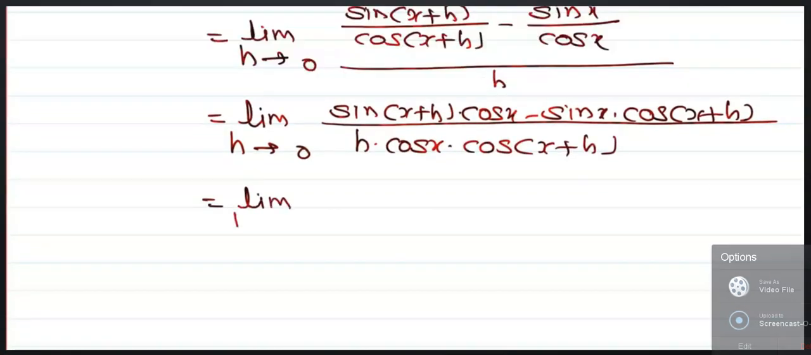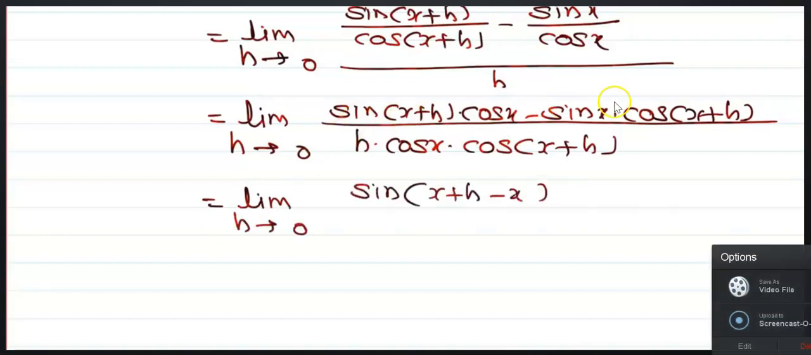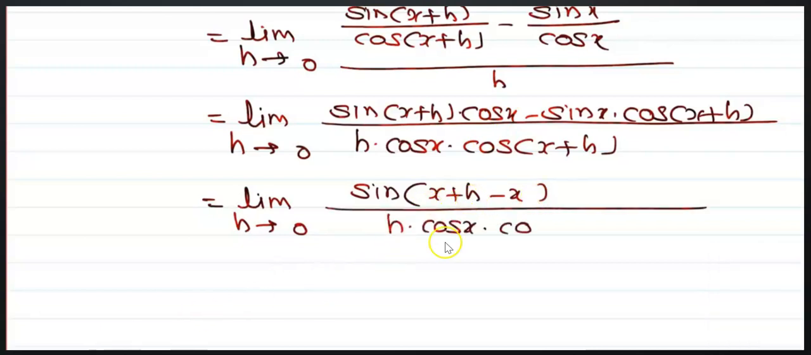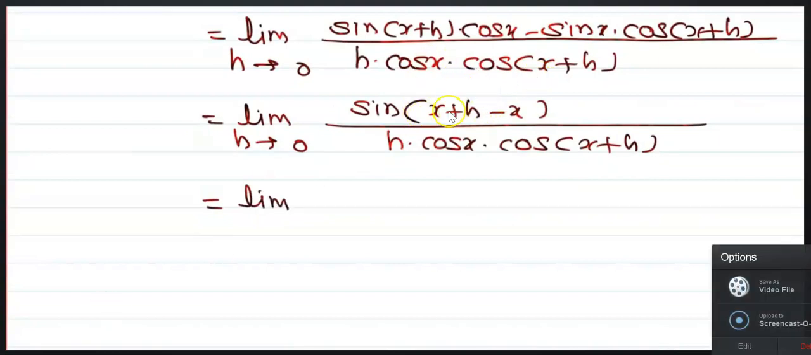Therefore, as limit h tends to 0, now this is the expansion of sine of a minus b. Now here, what is a? A is x plus h and b is x. Therefore, sine of x plus h minus sine x, upon h into cos of x into cos of x plus h.